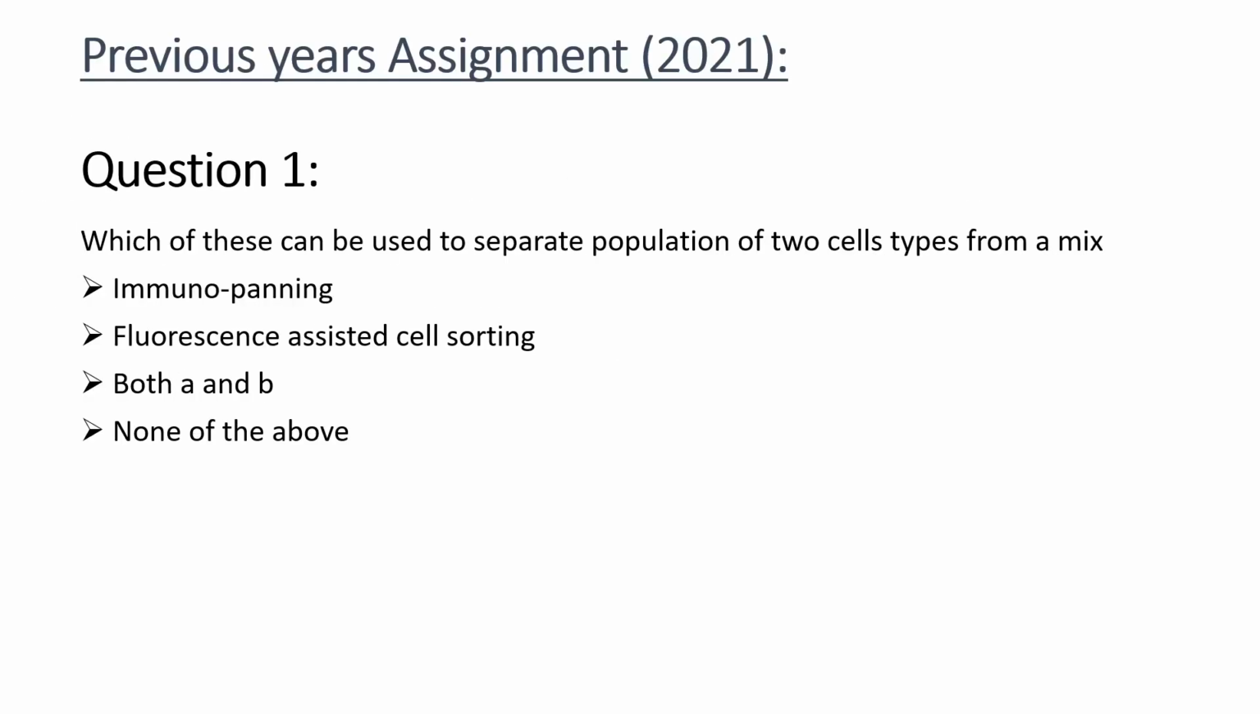So now we will move on to discussing the assignment questions. Question number 1: which of these can be used to separate the population of two cell types from a mix? Immunopanning, fluorescence assisted cell sorting, both immunopanning and fluorescence assisted cell sorting, or none of the above. You can write the answers in the chat box and we will discuss the answer.